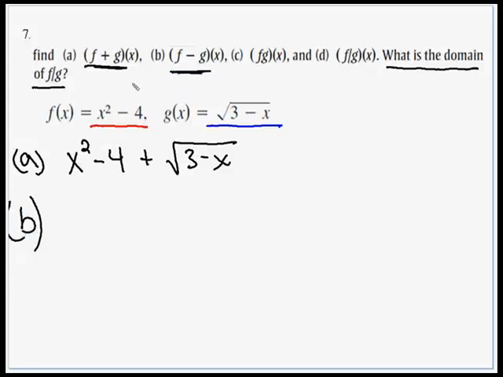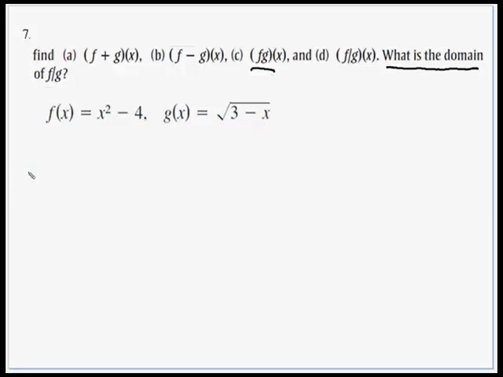B, we are subtracting them. F goes first, x squared minus 4, and we're going to subtract root of 3 minus x. Again, there's no common terms to collect up, so we'll just have to leave it just like that.